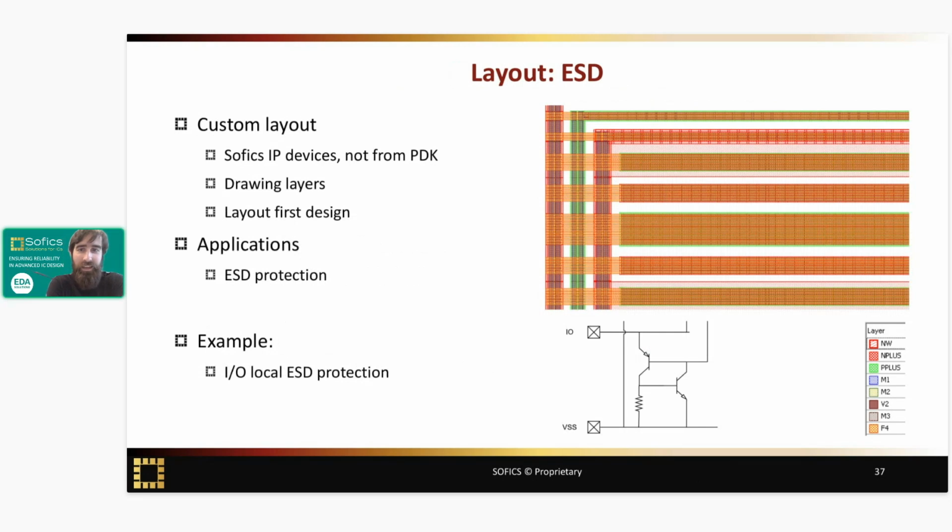Lastly, we have the ESD layout style, where we actually make our own IP devices. This is really not using the existing PDK devices, but making our own by drawing polygons, by actually drawing the layers directly, which will come onto the silicon. This is a layout first design very often, so we will start by making the layout, including a well thought out strategy on all the layout parasitics, which we will then in a later step translate to schematic. The application is of course ESD protection, and the example given here is the protection for this IO cell.